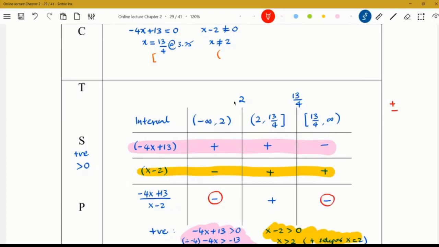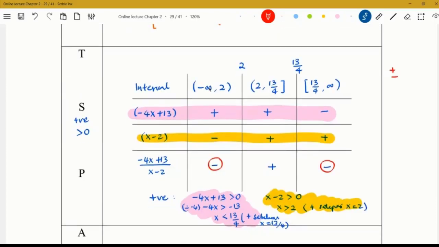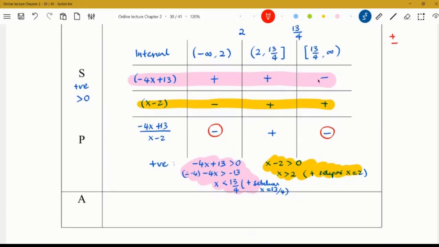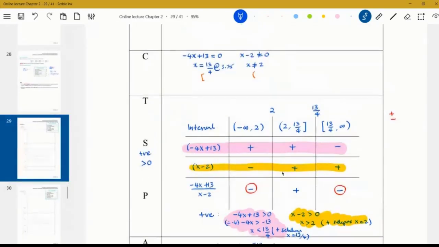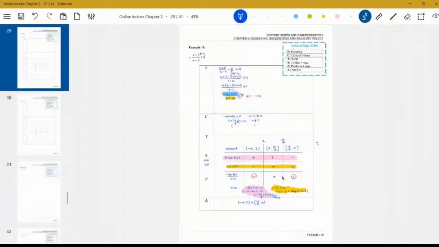So negative sign jatuh pada interval negative infinity towards 2 and 13 over 4 towards positive infinity. So jawapan akhir kita adalah negative infinity to 2 union with 13 over 4 to positive infinity. So tengok kita ada dua region yang berjauhan, kita combine menggunakan union. Okay? Is that clear? Nampak tak? Okay, salin dulu.